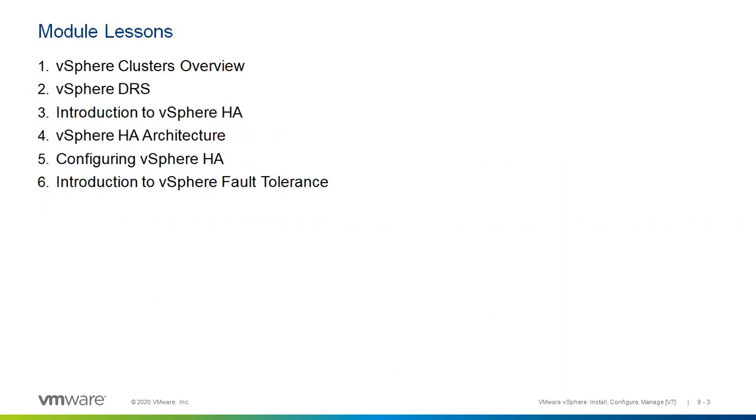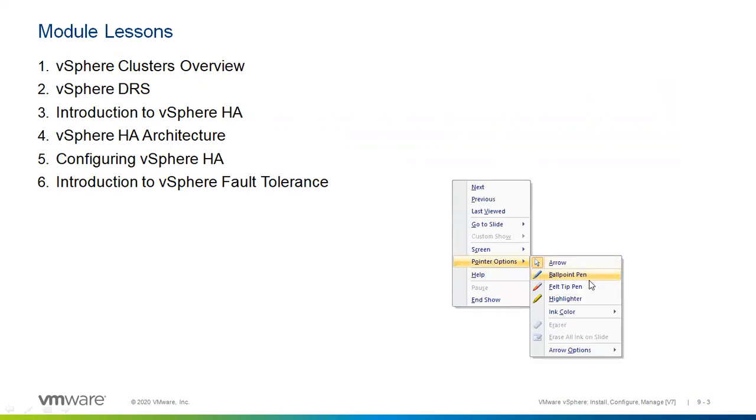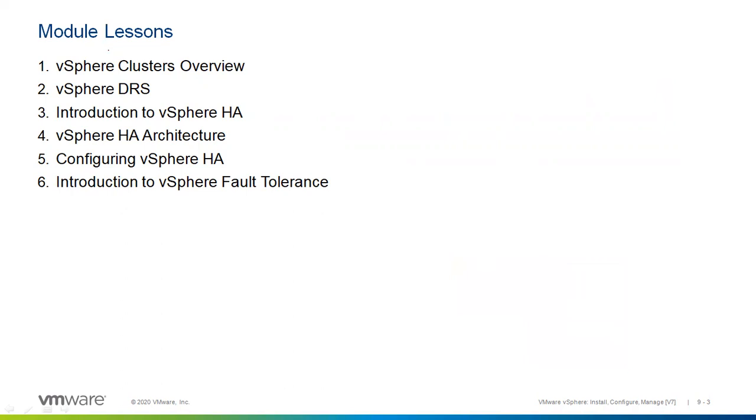Under this module, we are going to cover the VMware vSphere cluster overview. What is the VMware vSphere cluster? Then we'll talk about the distributed resource scheduler, introduction of high availability in vSphere cluster, vSphere high availability architecture, how to configure vSphere HA, and introduction of VMware vSphere fault tolerance.